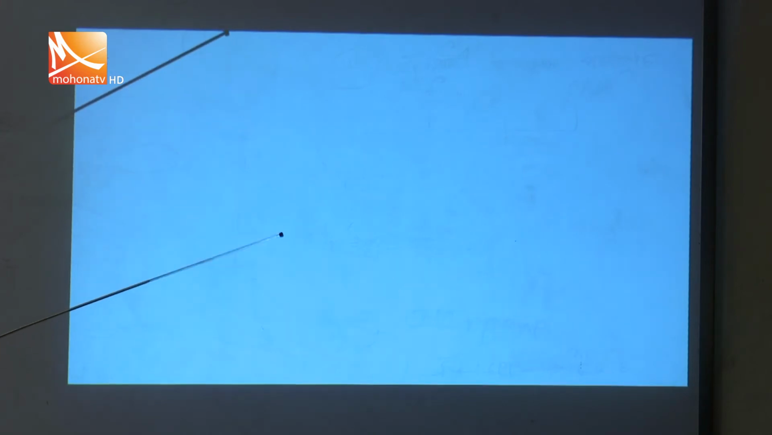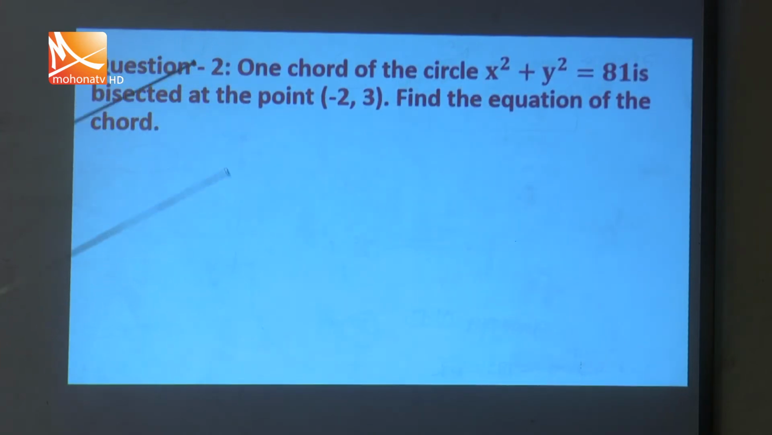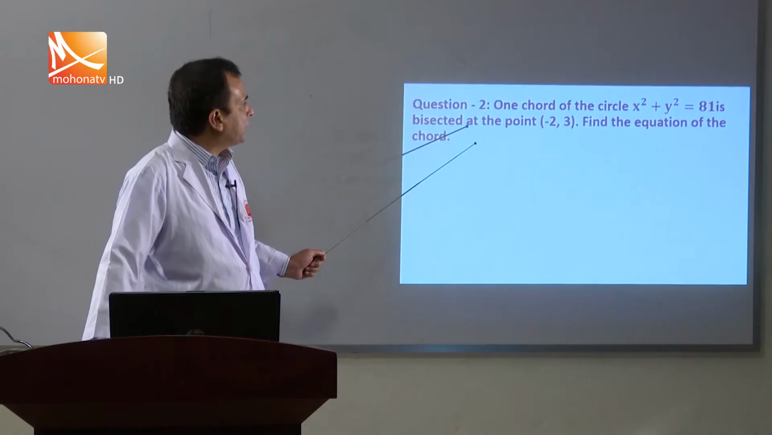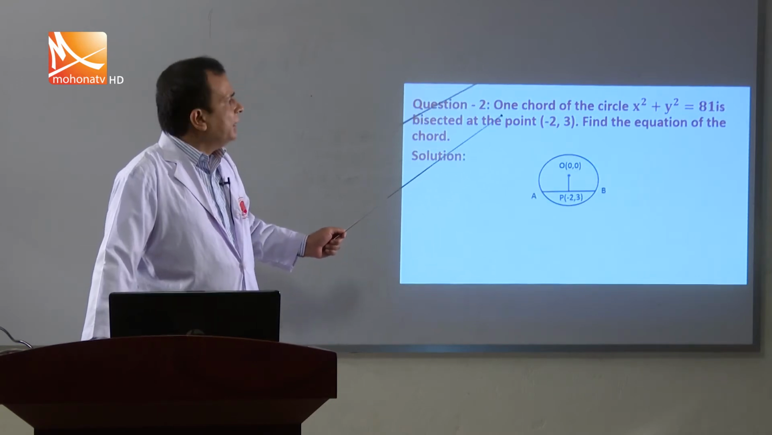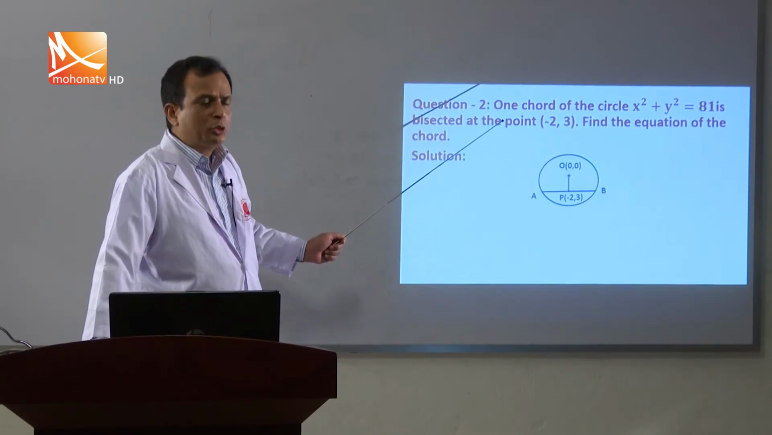Now we are going to see another problem. Question number 2. One chord of the circle x square plus y square equals 81 is bisected at the point (2, 3). Find the equation of the circle. Now we would like to see the solution of this problem. You just see that this is the equation of the circle x square plus y square equals 81.